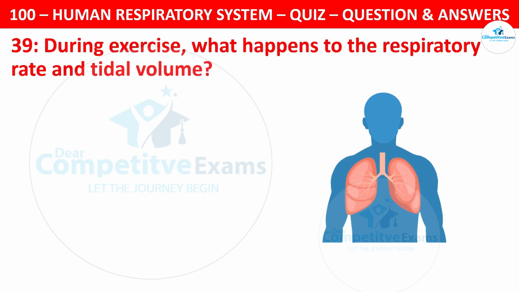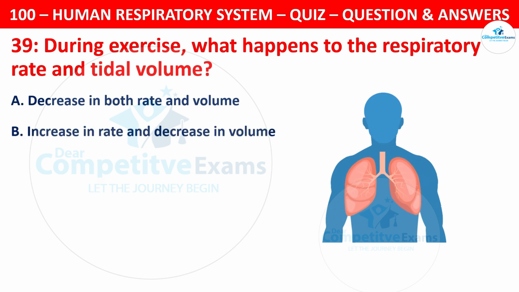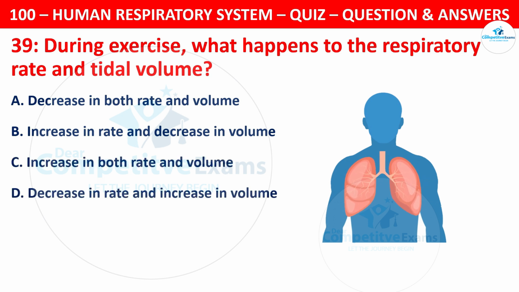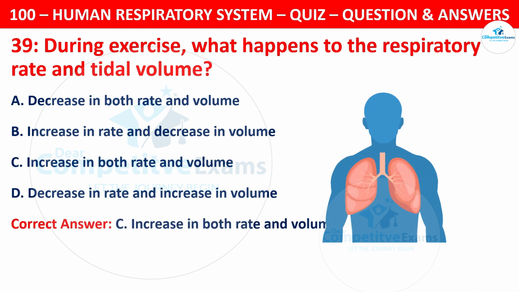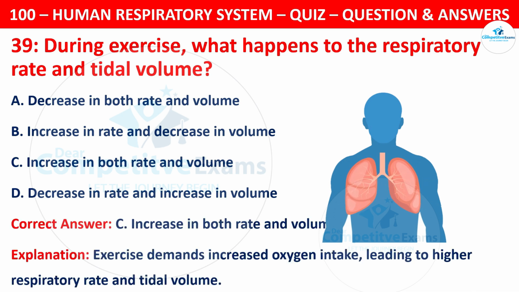During exercise, what happens to the respiratory rate and tidal volume? Your options are decrease in both rate and volume, increase in rate and decrease in volume, increase in both rate and volume, or decrease in rate and increase in volume? The correct answer is C, that is increase in both rate and volume. Exercise demands increased oxygen intake, leading to higher respiratory rate and tidal volume.